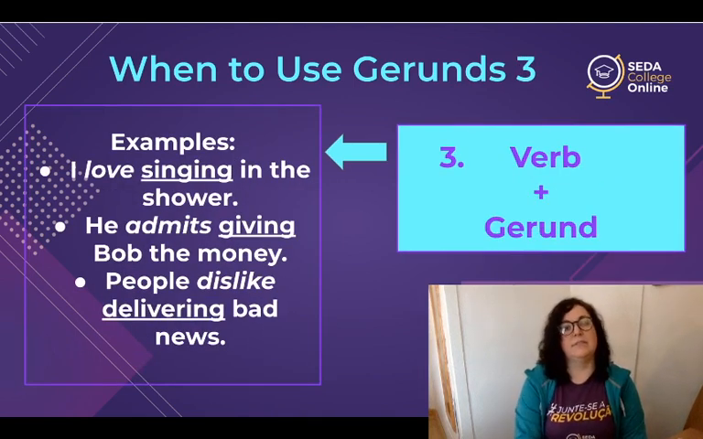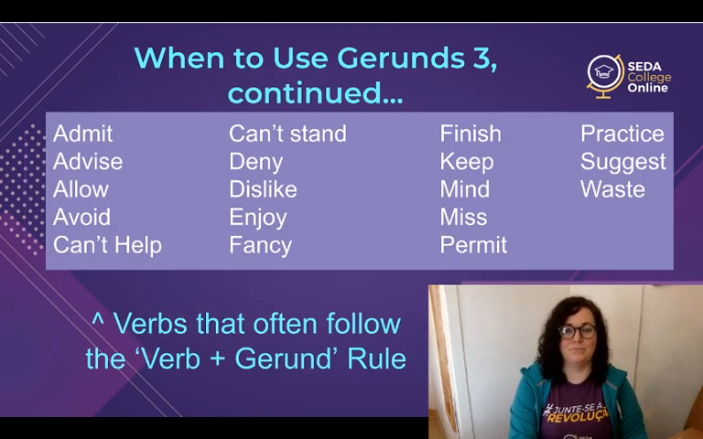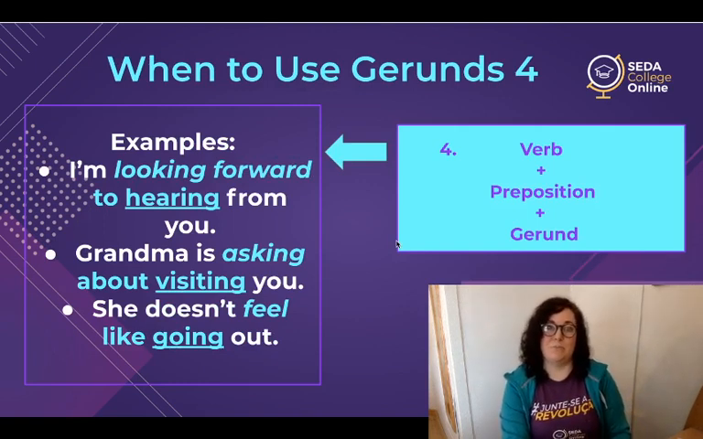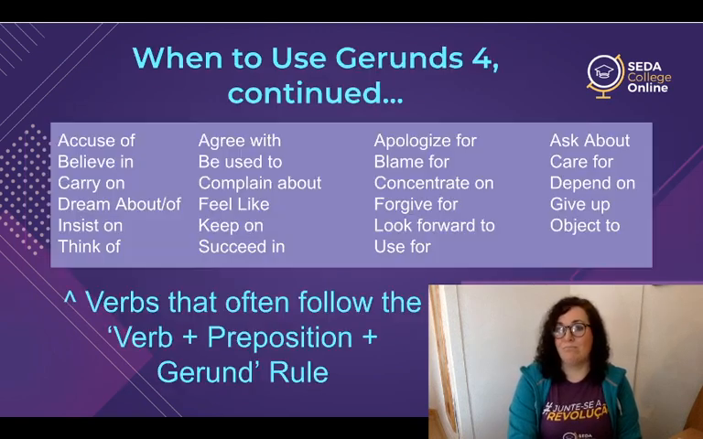3. Verb plus gerund. I love singing in the shower. He admits giving Bob the money. People dislike delivering bad news. Okay, examples of verbs you would use number 3 with. When to use gerunds 4. Verb plus preposition plus gerund. I'm looking forward to hearing from you. Grandma is asking about visiting you. She doesn't feel like going out. Verbs to use with that.